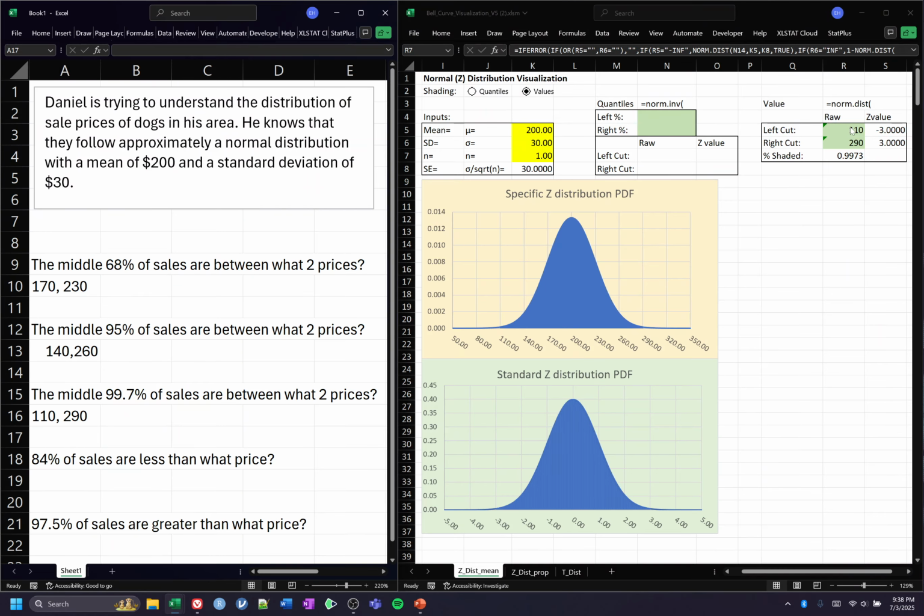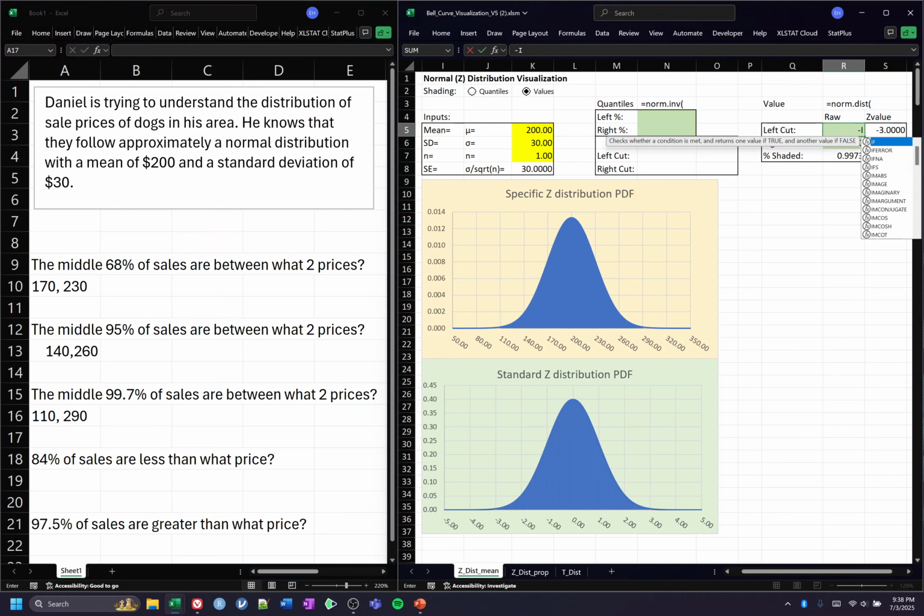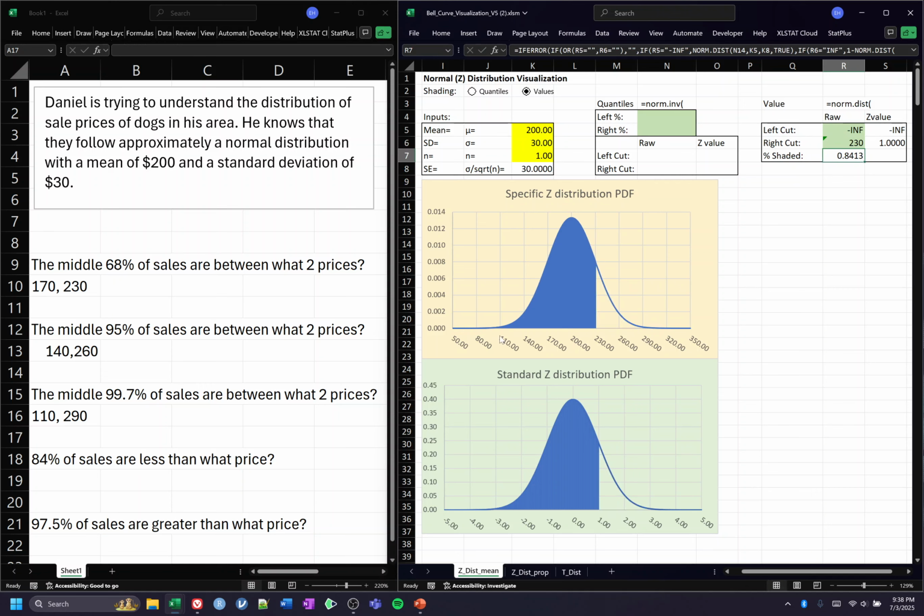If we type that in here, let's go from negative INF, negative infinity. And then the right cut, we're going to go all the way up to one standard deviation above, which is 230. And let's see, yep, it's shaded from negative infinity to 230, and that is this 84%. That's exactly what we're looking for. So the cutoff here is going to be 230.